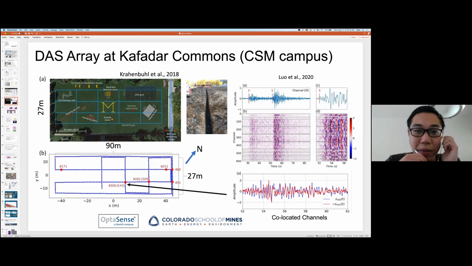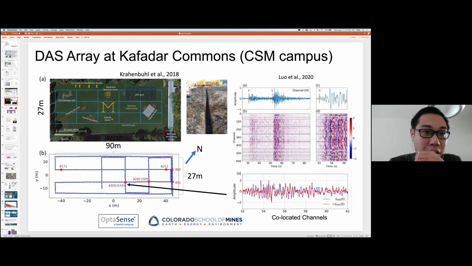This is Ben. I'm a postdoc at Colorado School of Mines. I started working on DAS since last year, all because of this Commons project I'm showing you right now. On the top left is the map of the field, which is right outside the building of our geophysics department. This field is about 27 meters by 30 meters, and you can see a lot of objects buried in it for students to explore geophysics exploration experiments.